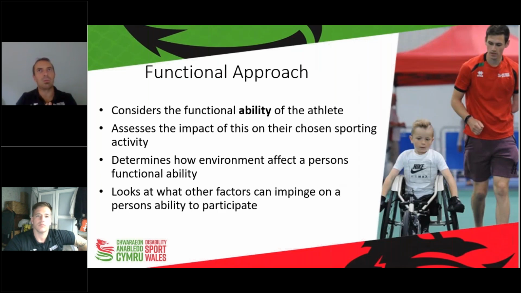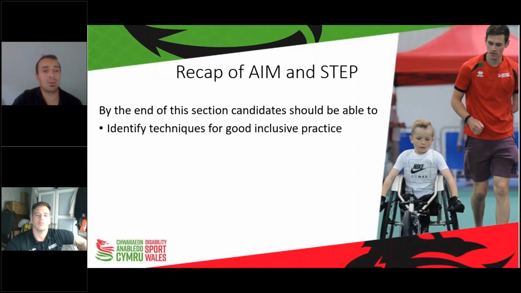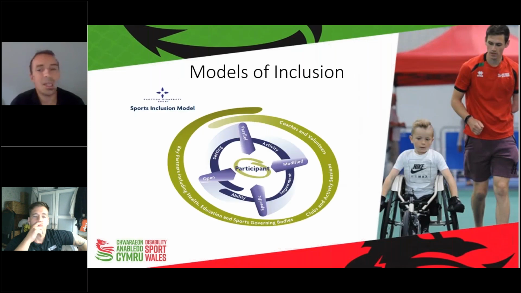It's all about thinking about the individual and how we can learn as much as we can about them. Again, a recap of aim and step. So I won't fly through this one. But as you see here, you've got the activity inclusion model. And again, you've got loads of different things going on in this one. The most important part is the participant right in the middle. That's the person that we want to take part in an activity.